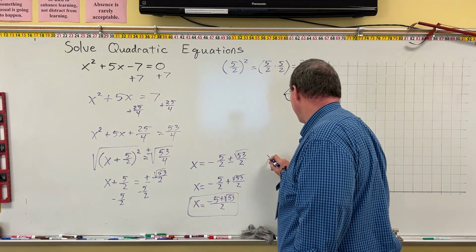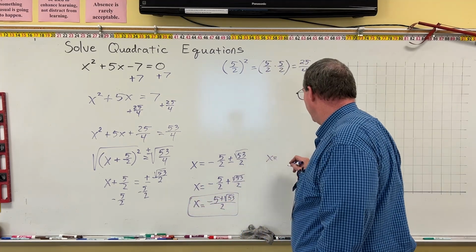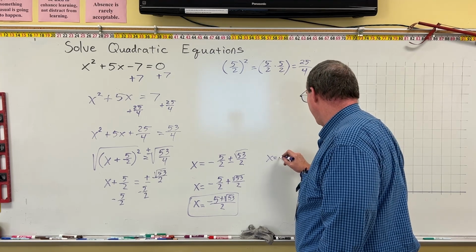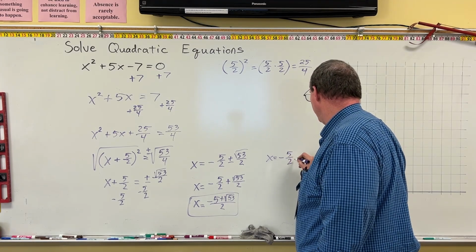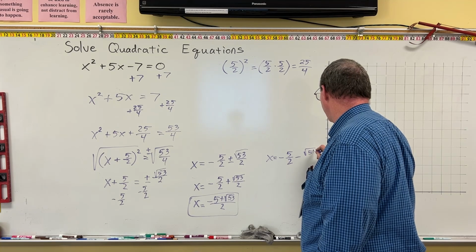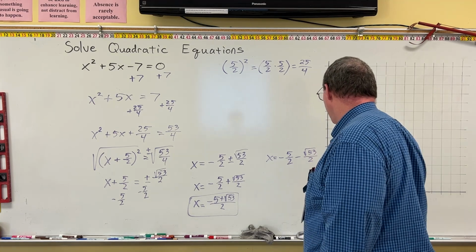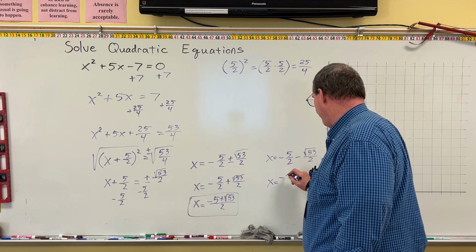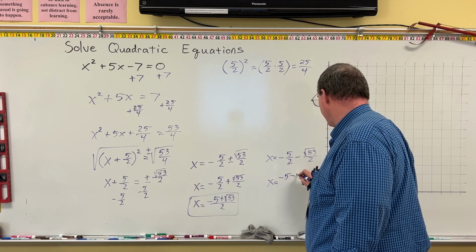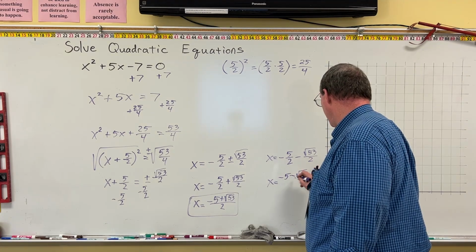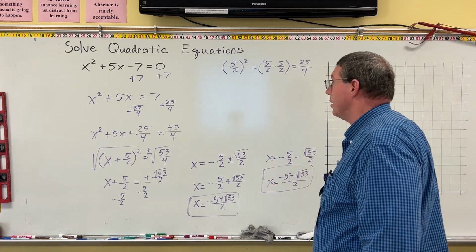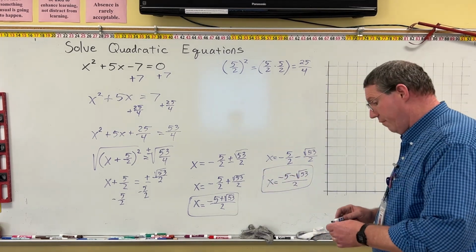And then the other one is going to be x is equal to negative 5 over 2 minus the square root of 53 over 2. And that actually winds up being x is negative 5 minus square root of 53 over 2. You might say, man, I really should have used the quadratic formula. Well, yeah, but you still would have gotten this answer.